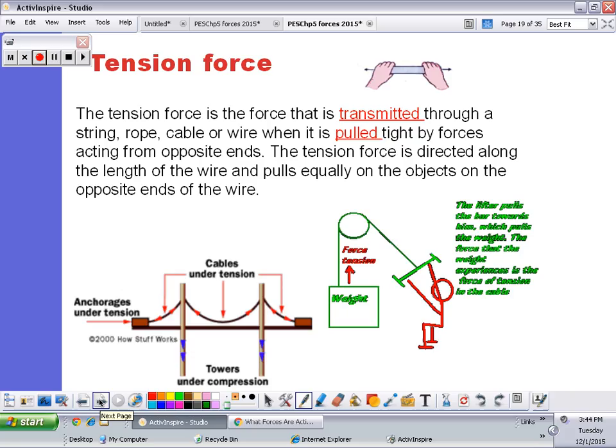Tension force. The tension force is a force that is transmitted through a string, rope, cable, or wire when it is pulled tight by a force acting from opposite ends. The tension force is directed along the length of the wire and pulls equally on the object on the opposite ends of the wire. They use tension cables on your bridges. Very important that you keep the right amount of tension, otherwise they're going to fall down. You have pulleys that have tension to lift things and move things.